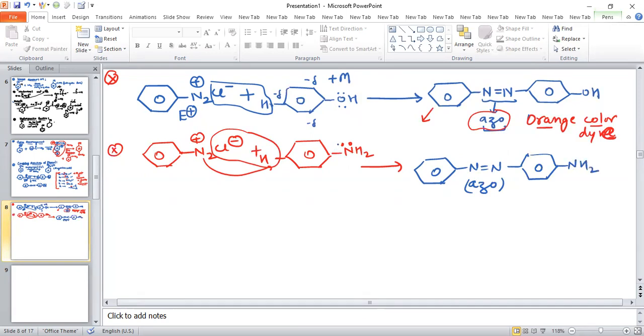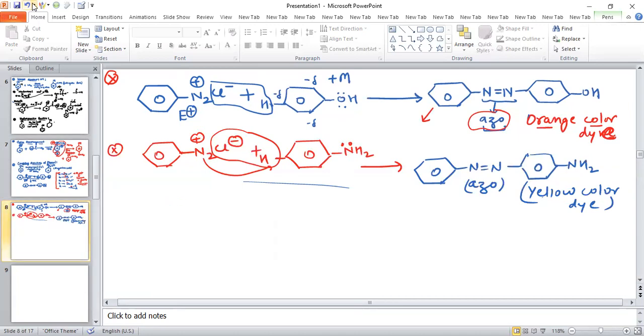Now see, the color is basically a yellow color dye. This is the yellow color dye. You can see, this is basically the orange color dye, and this is basically the yellow color dye. So this is basically the coupling reaction. Some more coupling reactions we will discuss in the amine chapter also.